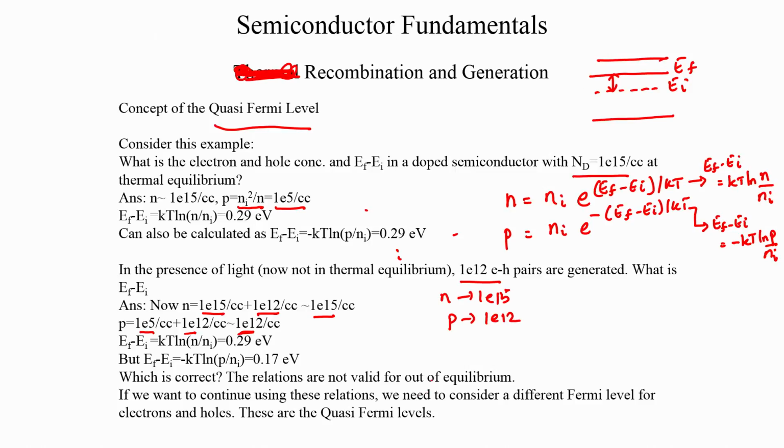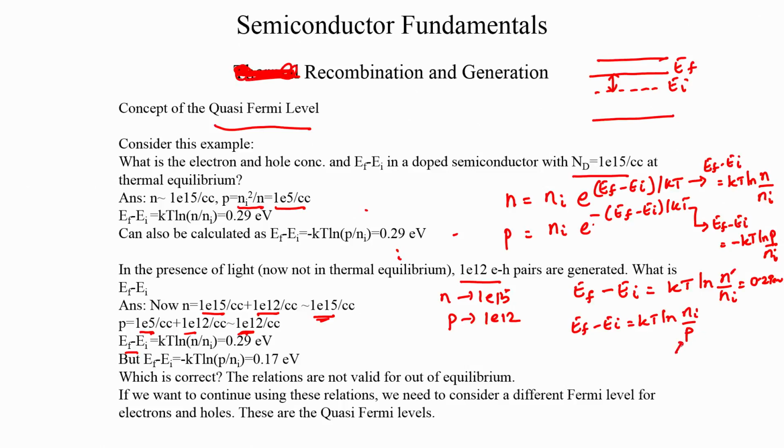Now let us try to calculate EF minus EI. We will use both these approaches. Now clearly you can see that there is going to be a problem because the EF minus EI calculation using the electron count has not changed because n is still 1e15, but the EF minus EI calculation using holes has to change significantly because the hole has now gone from 1e5 to 1e12.